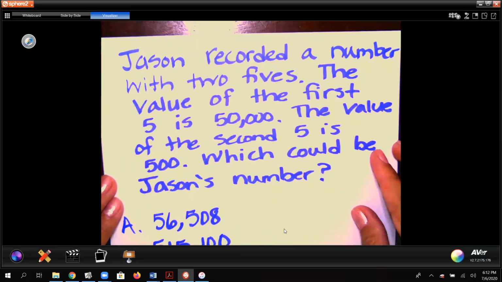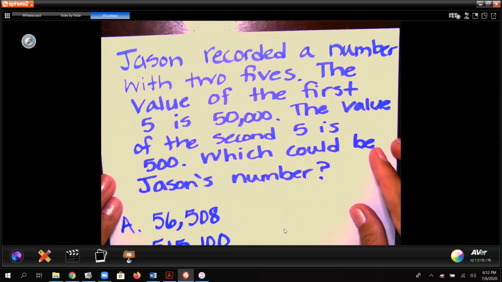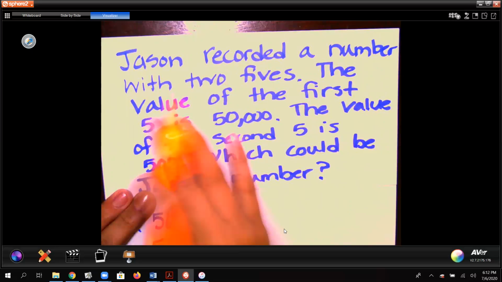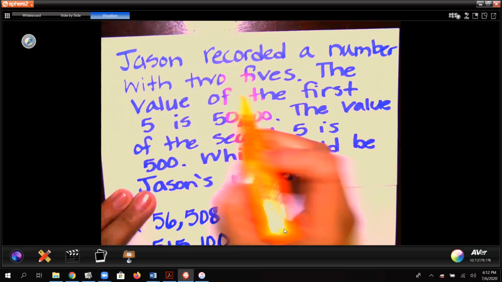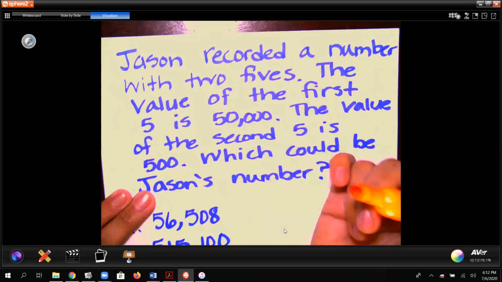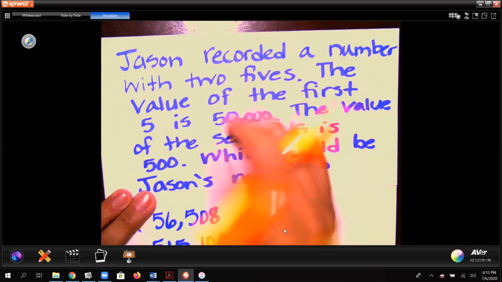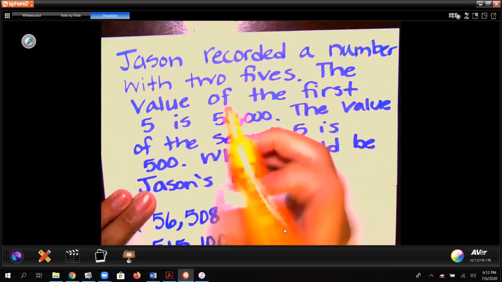Okay. This one says, Jason recorded a number with 2 5s. The value of the first 5 is 50,000. The value of the second 5 is 500, which could be Jason's number. So he recorded a number. Now, recorded is a multiple meaning word. Record can mean that you're recording your voice, like I'm doing now, or it could just mean when you're writing. In math and science, if somebody records something, they're usually writing in their journal or somewhere.